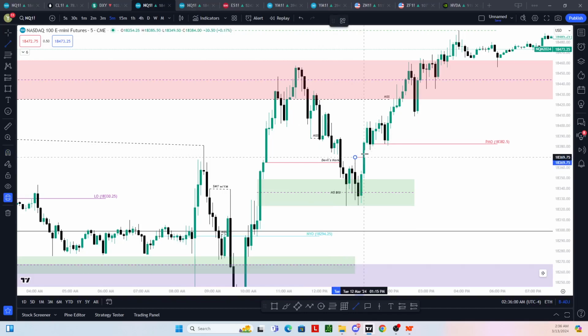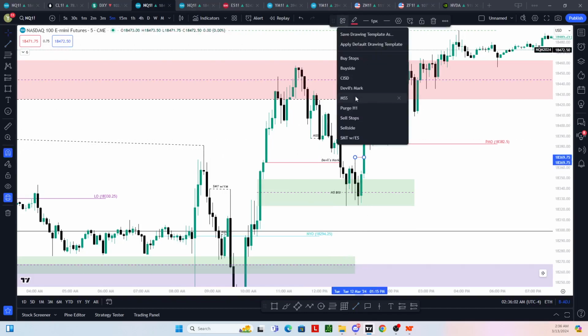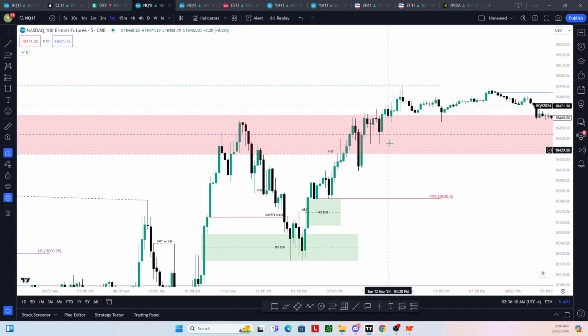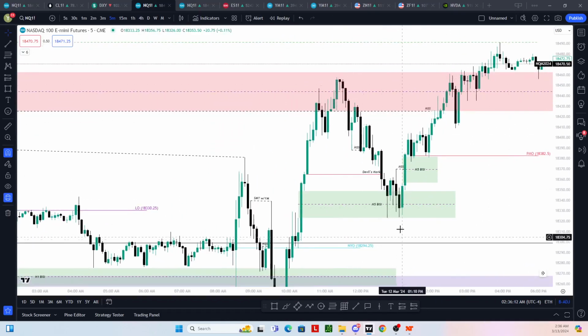waited for the secondary market structure shift here and gotten long again at this other M5 BISI. If you really wanted to, and then you could have gone to just trade it. I played the short retracement because I had to go ahead, other work to do.